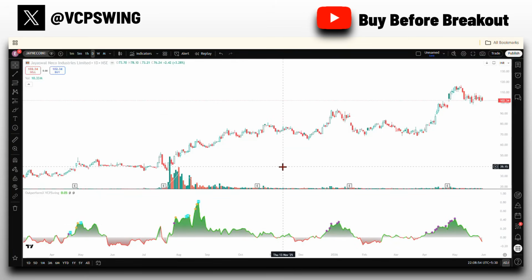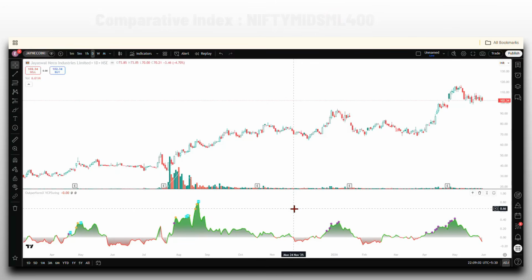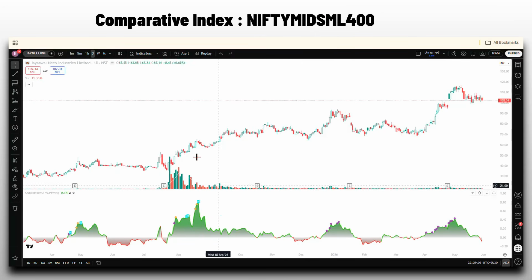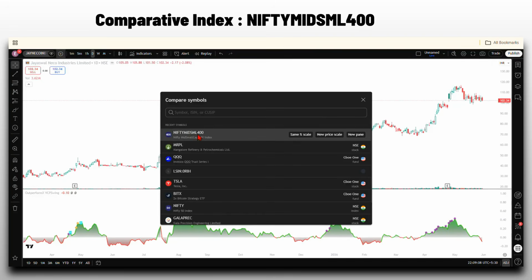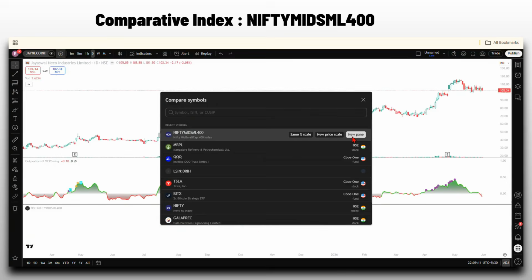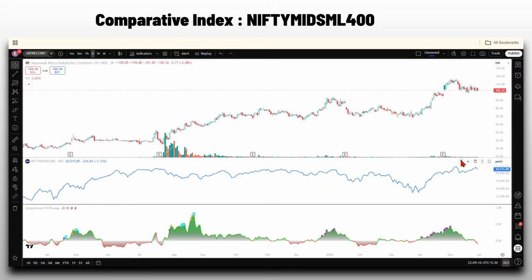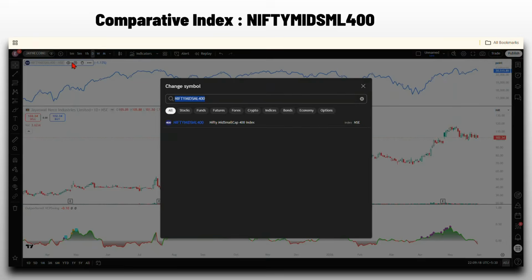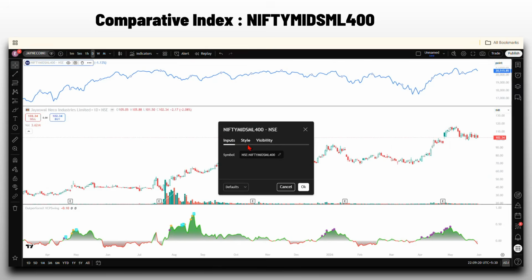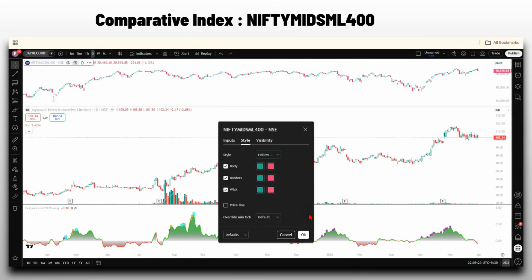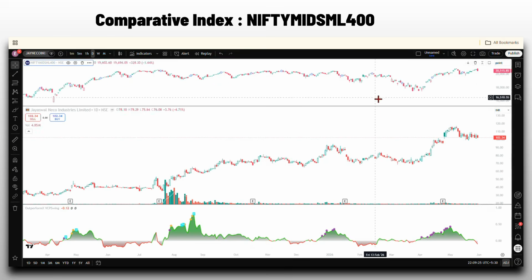Here is my trading screen with the stock chart. Below you can see the indicator. To better understand what outperformance really means, I'll also add the mid small cap index above the chart for comparison. You can click the plus here, Nifty mid small 400, enter and click on new pane. The index is here. I'll just shift it up and make its style as hollow candles so that we have a similar way of displaying it.